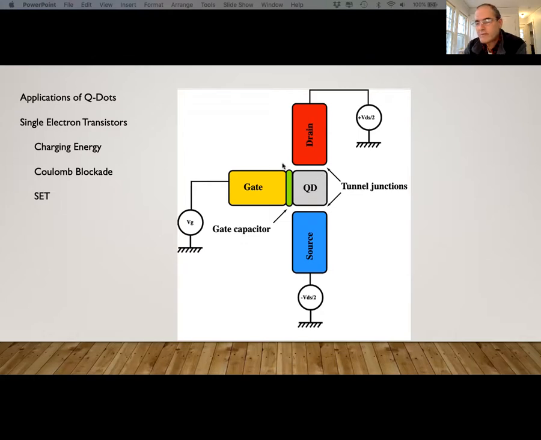And as we do this, we're going to start by first considering the charging energy of a quantum dot. And then we'll talk about a simplified version of this, which doesn't have a gate electrode, okay? But will exhibit an interesting phenomenon called Coulomb blockade. Finally, we'll talk about single electron transistors, okay?